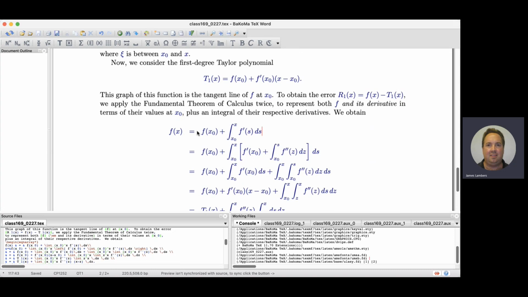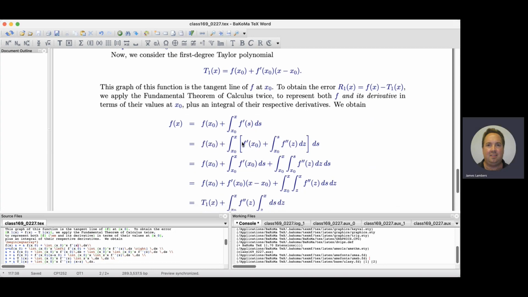Okay, so this is what I had before, f of x naught plus its integral of a derivative. But then what I'm going to do is replace this derivative with this, again applying the fundamental theorem of calculus. So now I have f prime at the same point x naught plus an integral from x naught to s, because s is what I'm plugging into the derivative here, of its derivative, which is f double prime. And I need to use a different letter because I'm already using s.